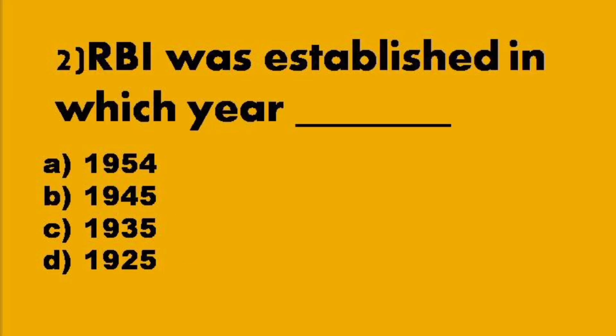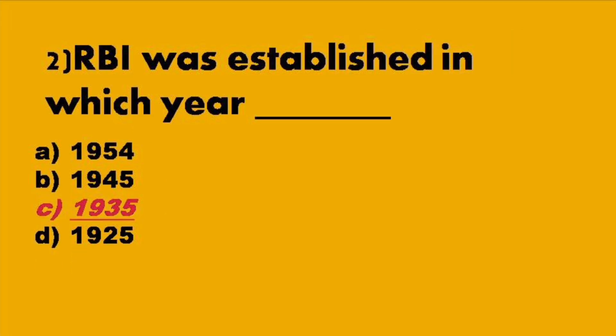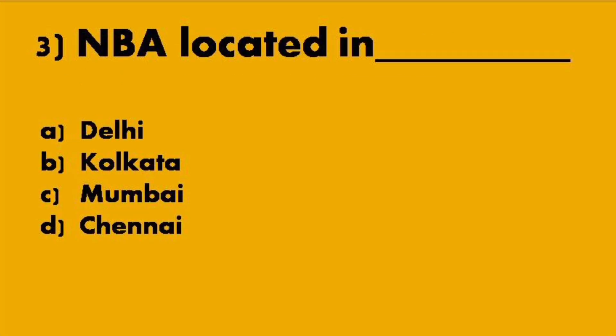Second question, RBI was established in which year? Option A, 1954. Option B, 1945. Option C, 1935. Option D, 1925. Answer, option C, 1935. Third question, NBA is located in dash.